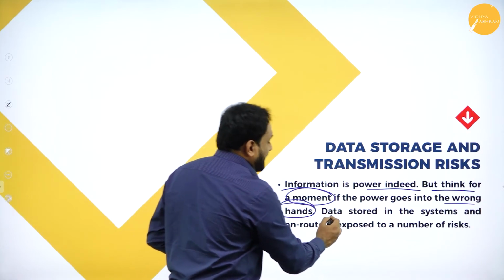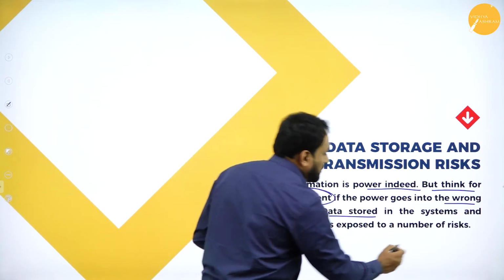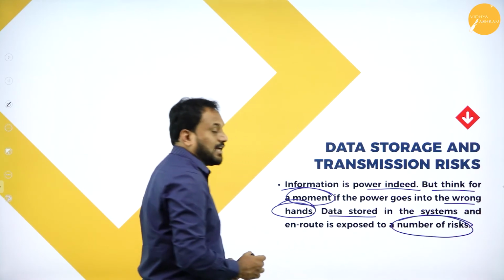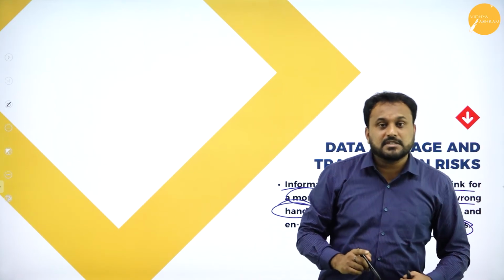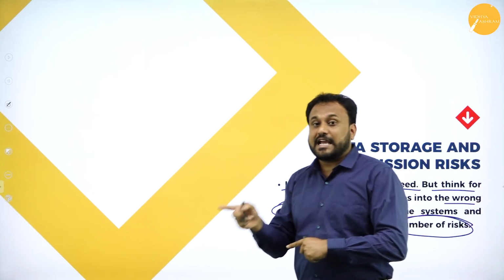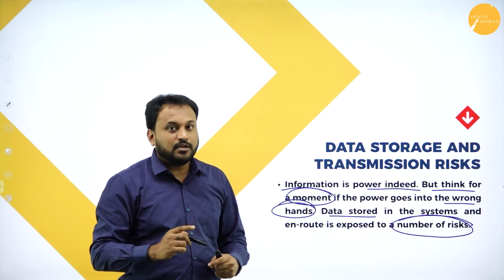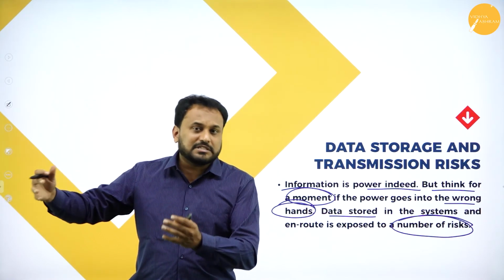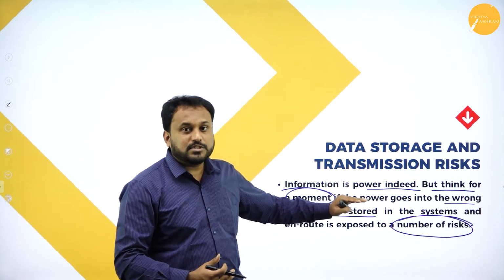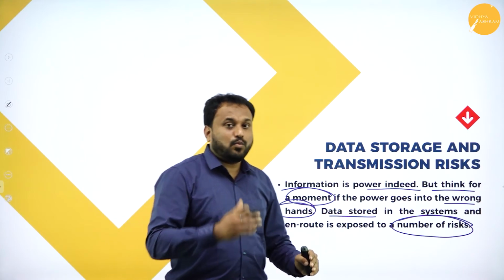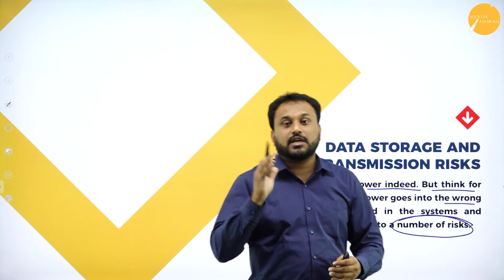What happens is data stored in the system and en route is exposed to a number of risks. I'll tell you, students, anybody can hack. E-business is not free from hacking. A hacker is always there to cheat you. There are so many other kinds of business as well. We'll give you more examples, right? But what you should do is always think about what you are doing. Somebody is definitely there who is watching, right?